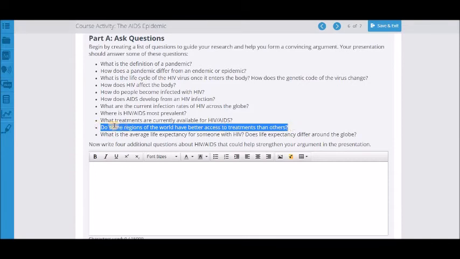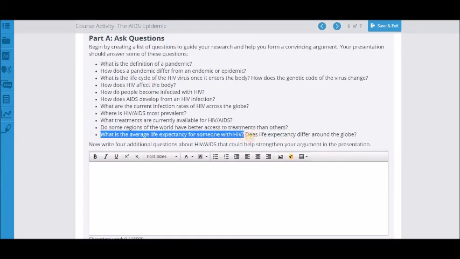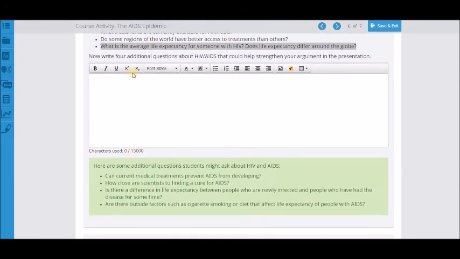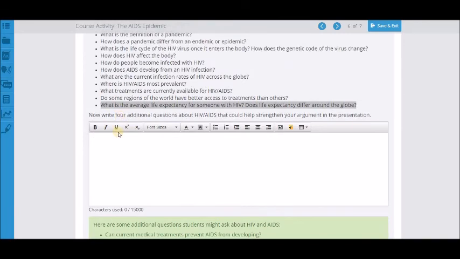So why do some regions of the world have better access to treatments than the others? Look that up. Now remember, for all of these, you have to find me a source. You can't just give me your opinion. You have to go find it and add a source to your bibliography about it, okay? And then finally, what is the average life expectancy for someone with HIV, and is that different around the globe, okay?